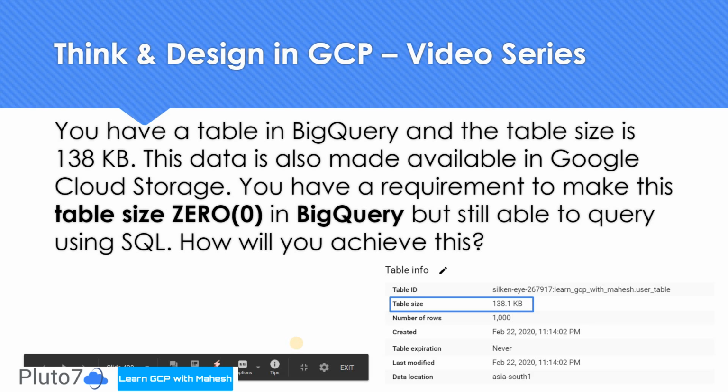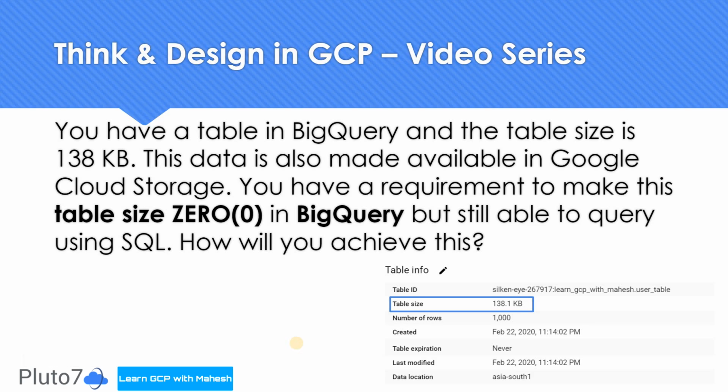Alright, coming back as a recap, what we have achieved by looking into this Think and Design in GCP video series is you can make the table size 0 in BigQuery and still be able to query the data. To do this, you need to make the table an external table. So it could be from Google Cloud Storage. That is one of the possible options.